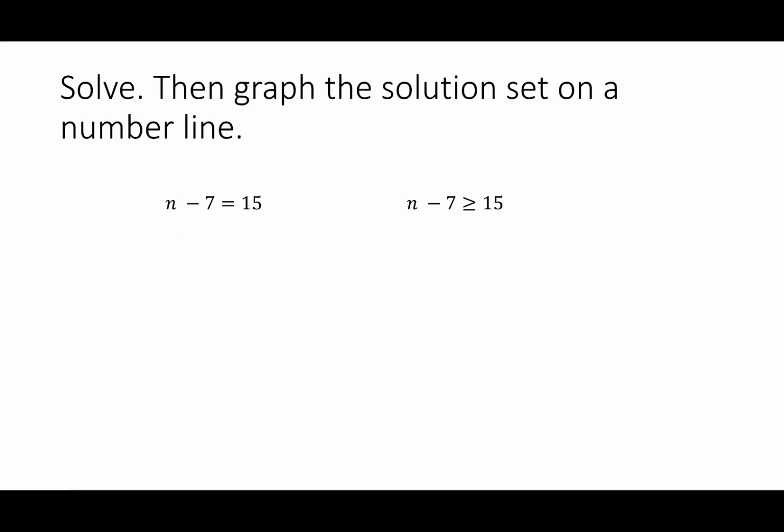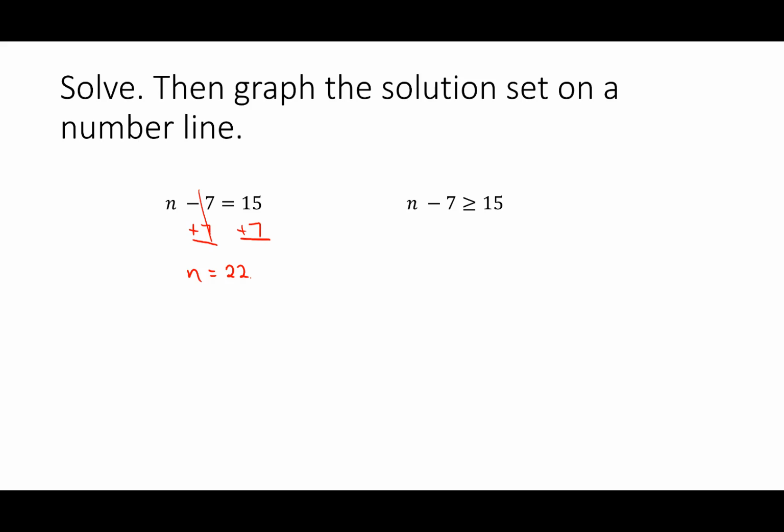All right, so we are asked to solve and then graph the solution set on a number line. First, I want us to harken back to a time where we were solving one-step equations. So if we had n minus 7 equals 15, to solve this, you would add 7 on both sides because we use inverse operations. N equals 22. Now what this means is that there is only one possible answer we could plug into this equation and make a true statement, and that's 22. 22 is the only possible thing that works.